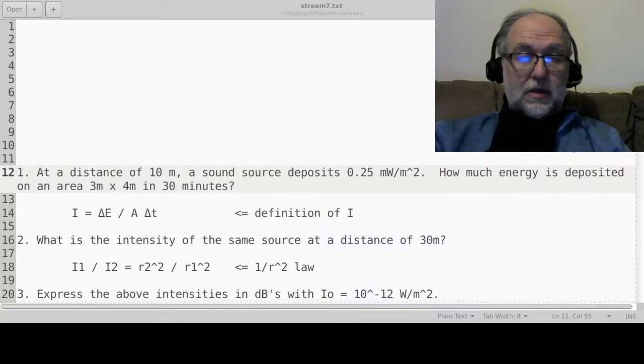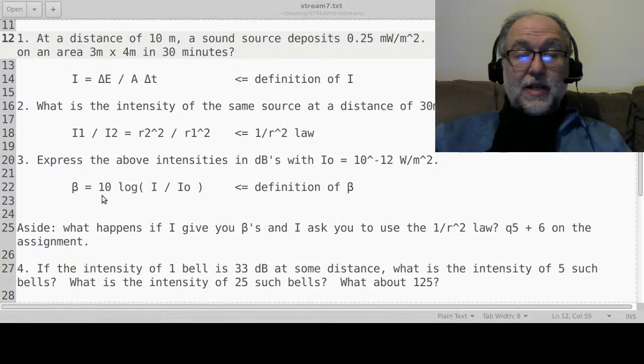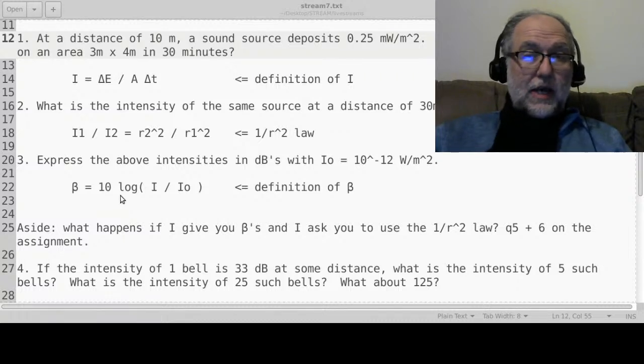One of them was intensity, and there are two ways of expressing intensity. One of them is just plain old I, the intensity defined as you see here in this formula. It's the amount of energy deposited over a certain amount of area for a certain amount of time. And the other way that intensity can be expressed is in terms of decibels, and that's a log scale.